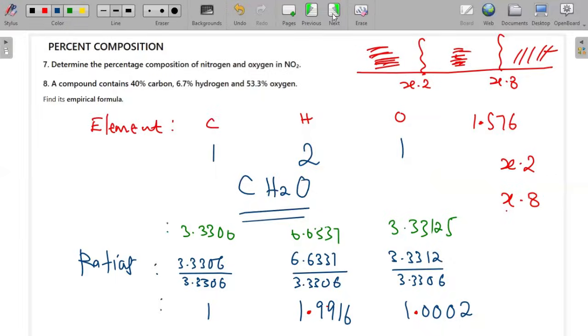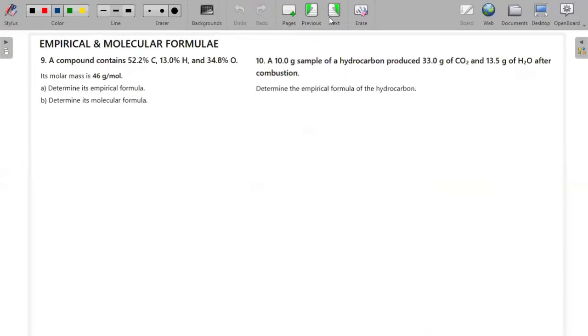Okay, so we move to the next one. Here again, we're finding the empirical formula and molecular formula. I'll be a bit fast here because we know what is happening. They're saying a compound contains 52.2% carbon, 13.0% hydrogen, and 34.8% oxygen.